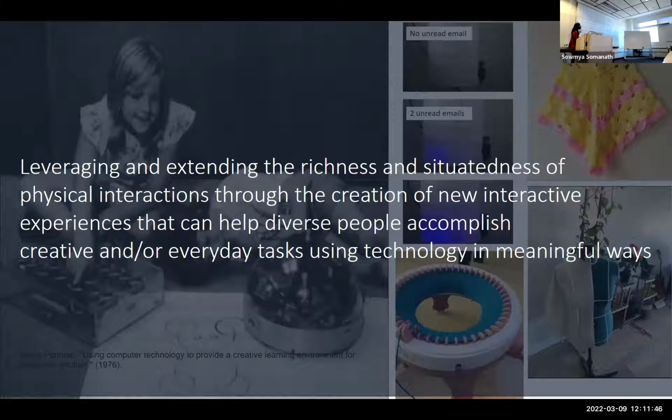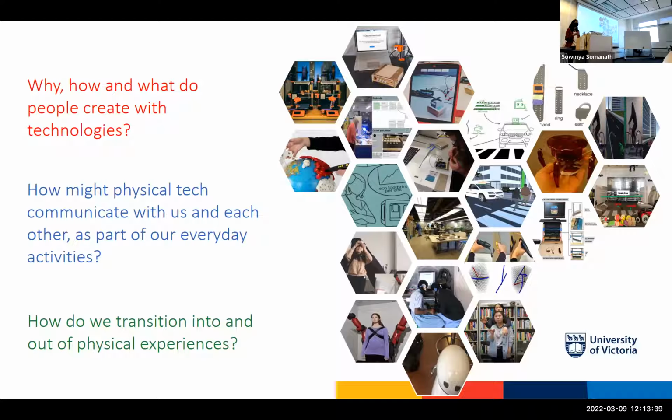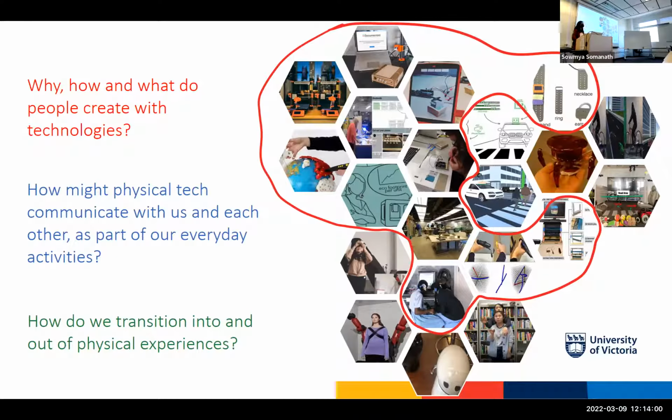And at a research question level, these are some of the questions I've been mostly asking so far. While they're not necessarily explicit and independent of each other, they provide a bit of an overview of how the projects cluster and work. So the first one is thinking about why, how, and what do people create with technology. And usually in these projects, the things that people are creating are tangible, physical, interactive devices and systems.